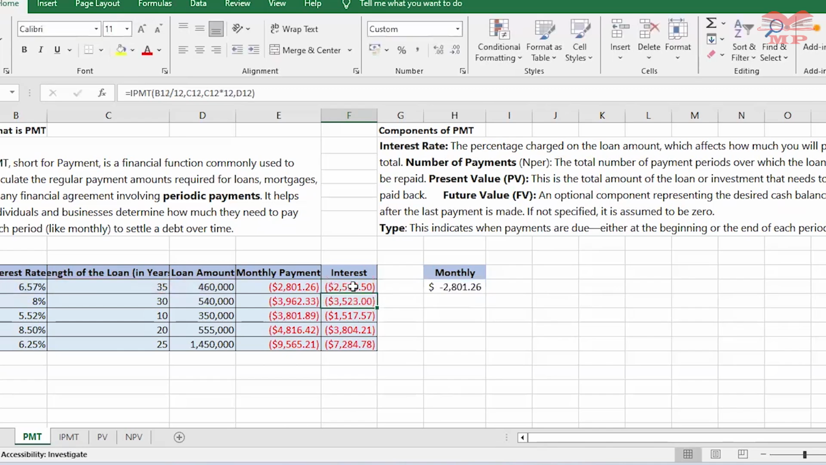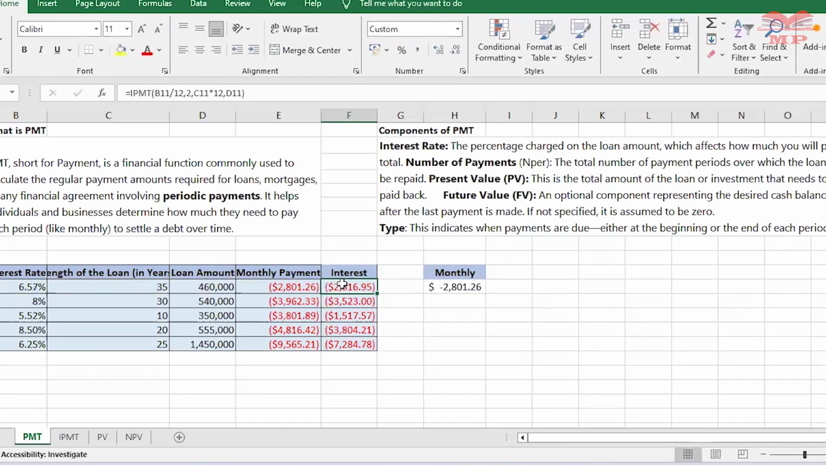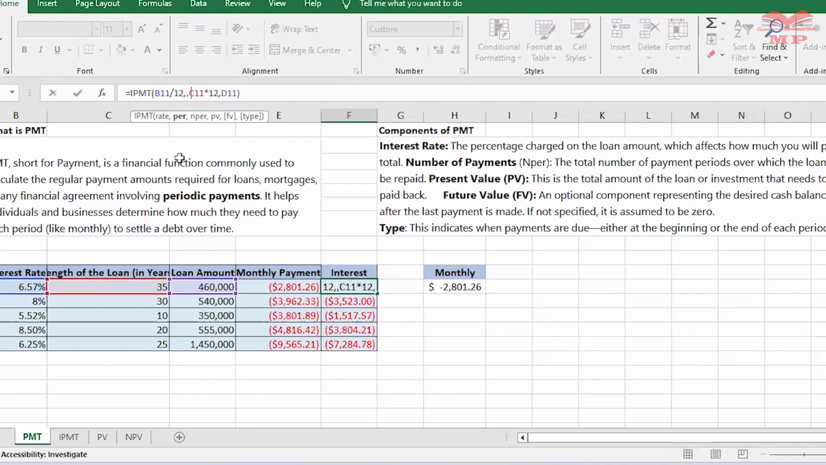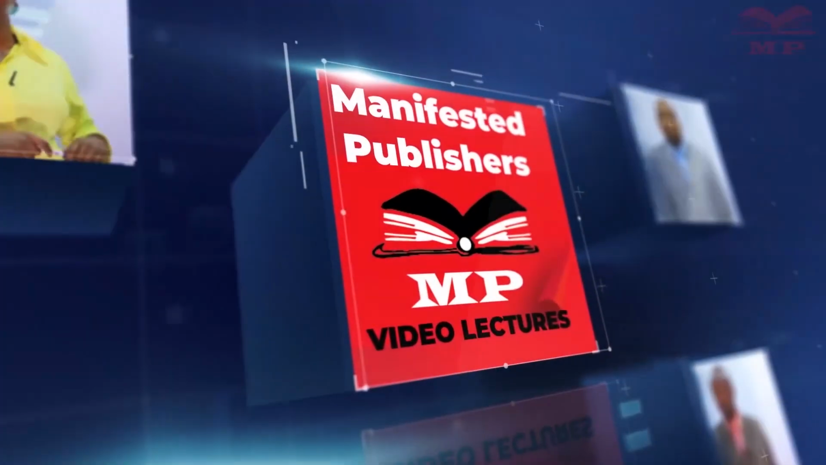So the first amount you pay for interest will be this. For me to get the second amount, I would need to change this to 2. Then it will change as I go. By the time I finish the 35 years, at the end of the first year this should be the 12th payment. At the end of the second year, this number will be 24, and so forth. So you'll see how the interest is reducing over a period of time. Right? So I hope that is clear.